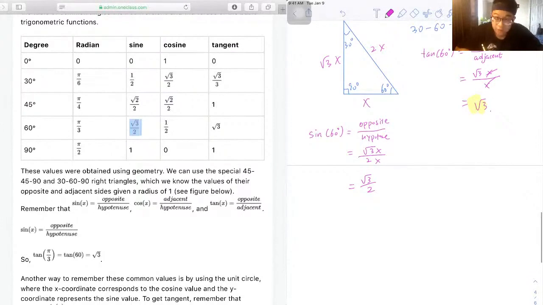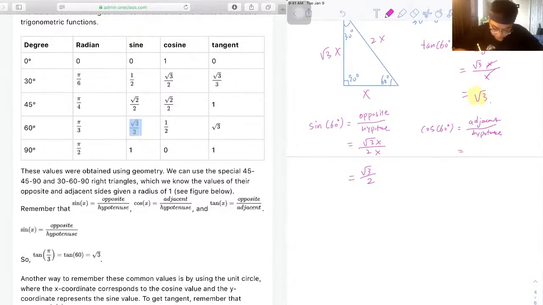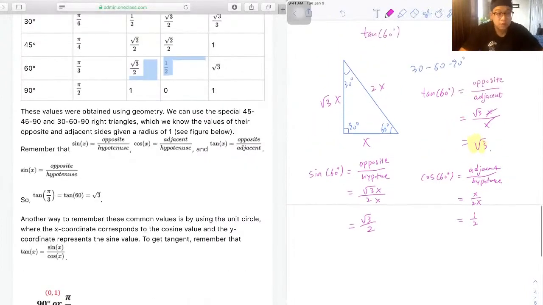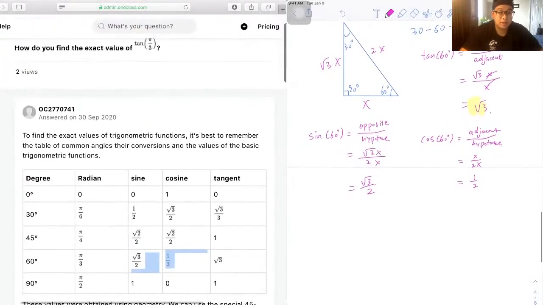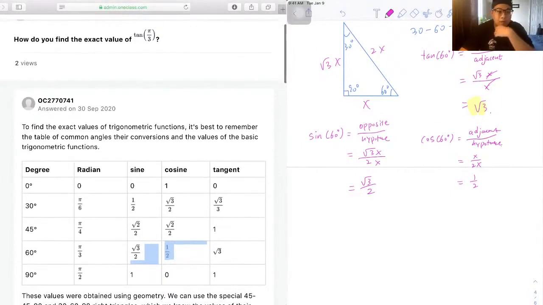And also, if we are calculating cosine 60, that will be equal to adjacent over hypotenuse, which is equal to x over 2x, which gives us 1 over 2 as our answer. And you can see it's 1 over 2 in the table as well. Yeah. So that's how we find the exact value for tangent pi over 3.